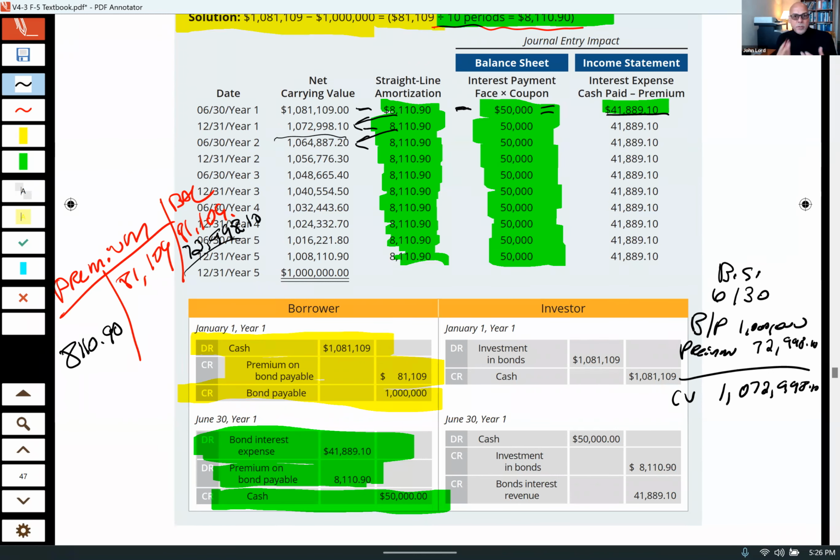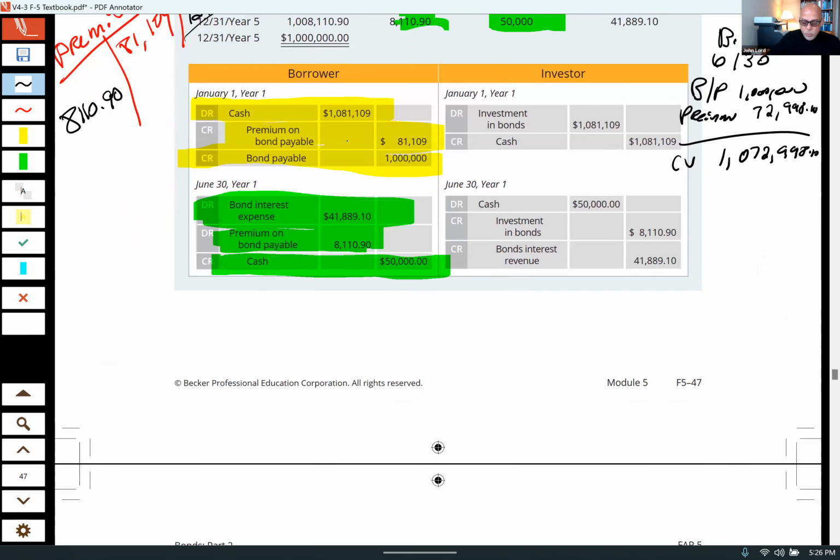And it's a little easier to visualize it with a premium because the carrying value always shows the face plus whatever the unamortized premium is as you go along. But I figured I'd be consistent with what I did with the discount when we discussed that. Okay, so now we're ready for another flashcard here.